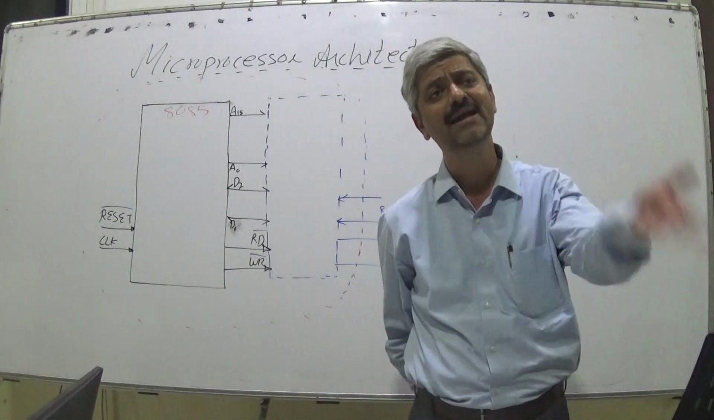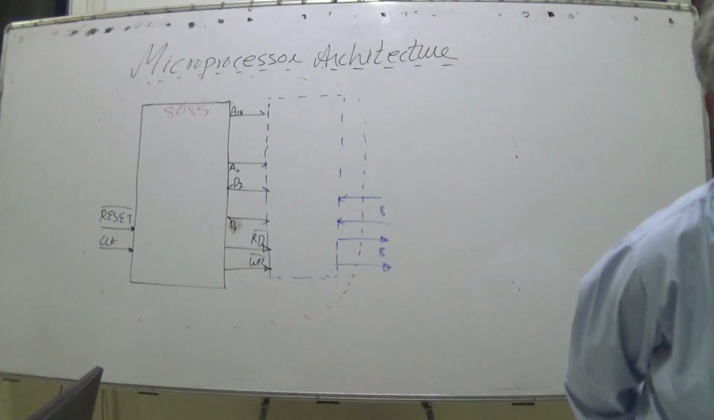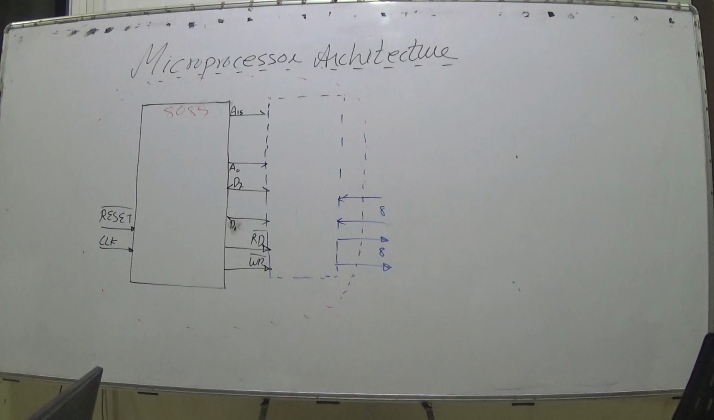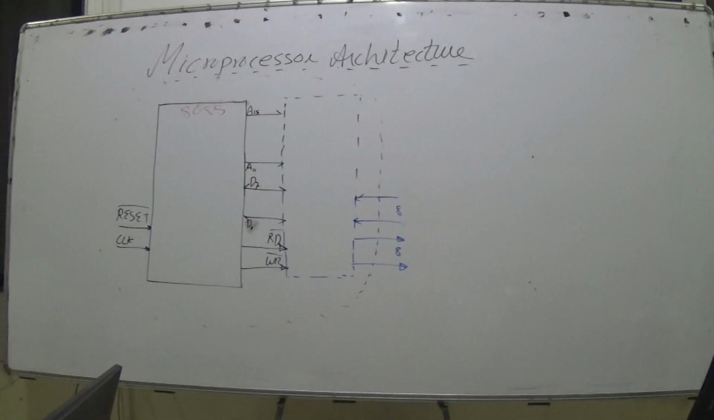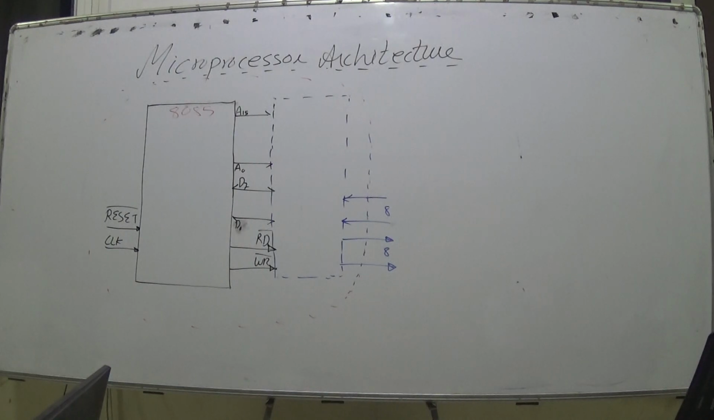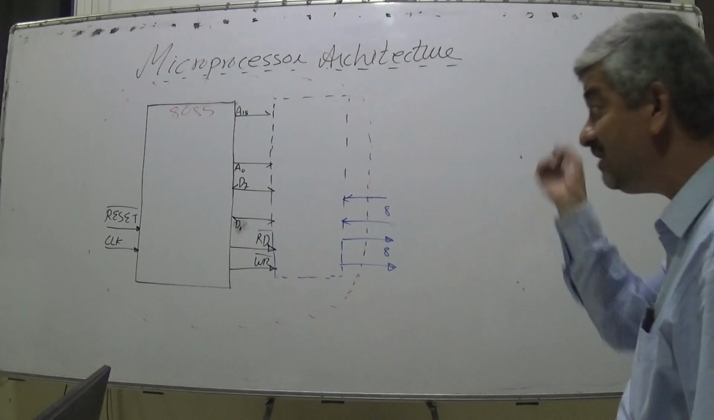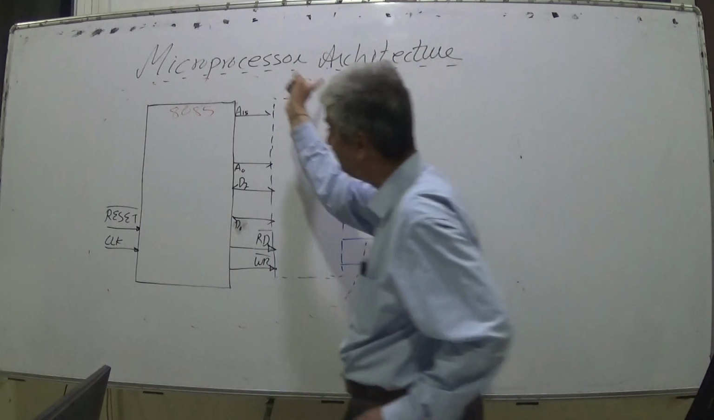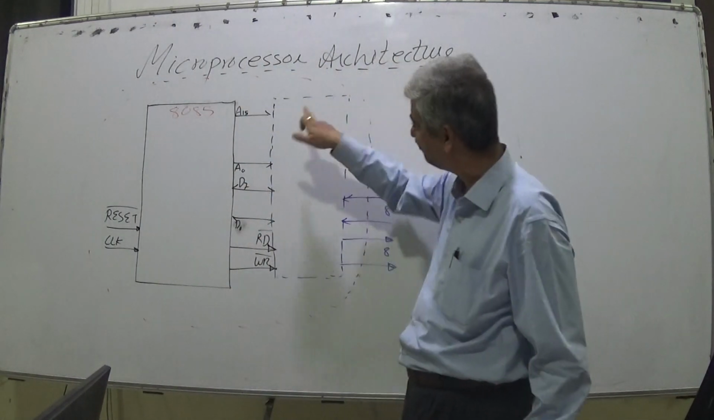Then we will ask why a microprocessor is required. Can't I design a digital circuit? Yes, you can certainly design a digital circuit, but that digital circuit you design for one application. Suppose the application changes, you have to redesign it. What is a microprocessor? A microprocessor is the same system, only you change the program.